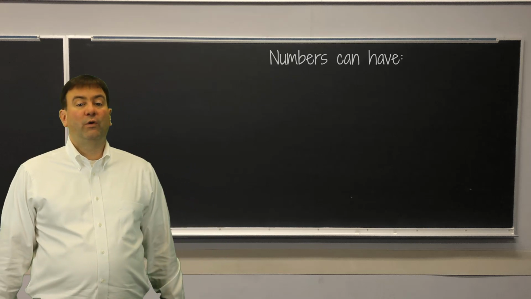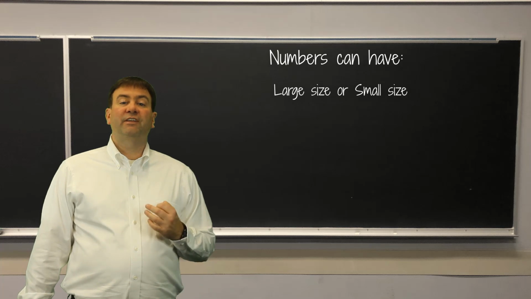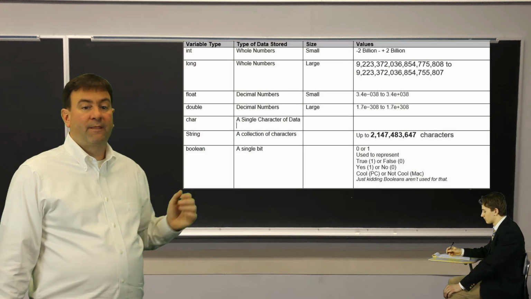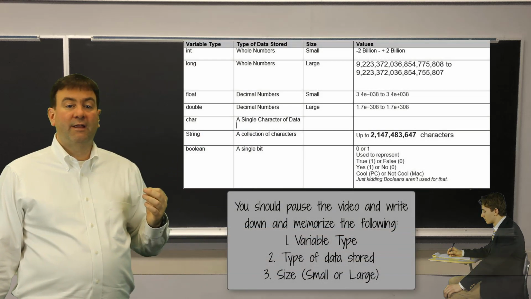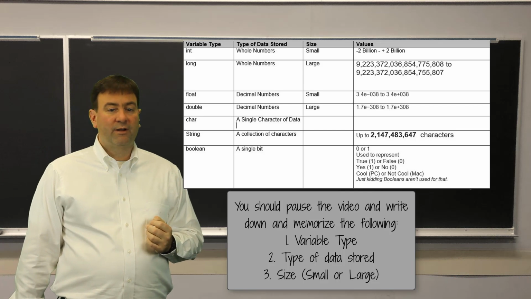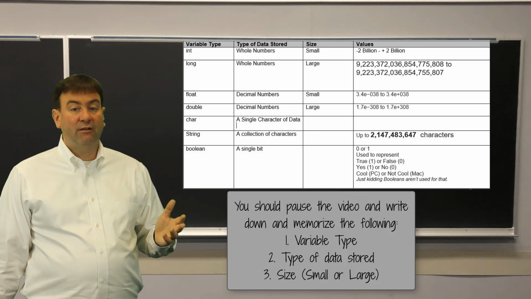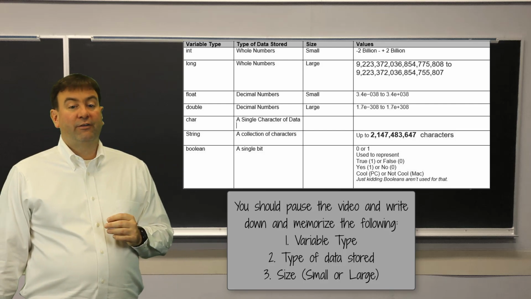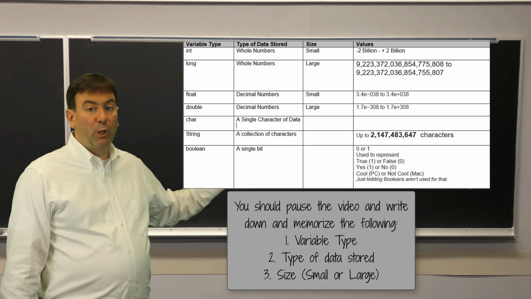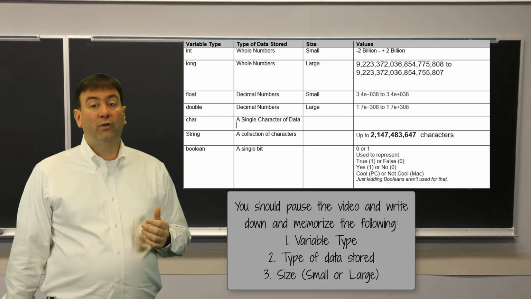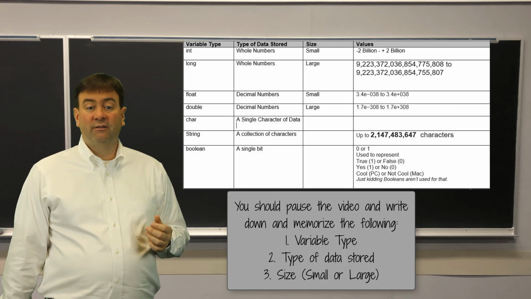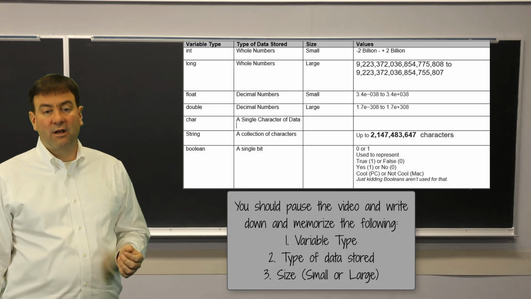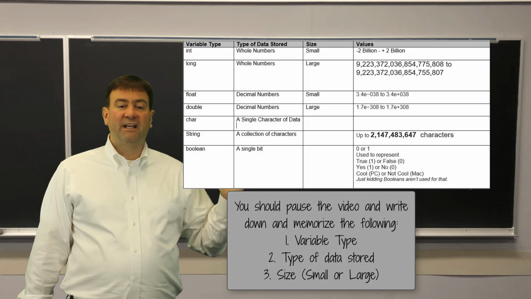In the case of numbers, we also have a large size and a small size. The type of variable tells what it can store and how big it is. Look at this list. For whole numbers, the variable type is int if it's a small whole number, and small is defined as values between -2 billion and +2 billion. I realize that's not what you might consider small, but look at the next size up. Long is a variable type that holds whole numbers that go from 9 quadrigajillion to -9 quadrigajillion. And that's not the actual name. I don't know what the name of that number is, and you won't be expected to know it, just to know that it's very, very big.